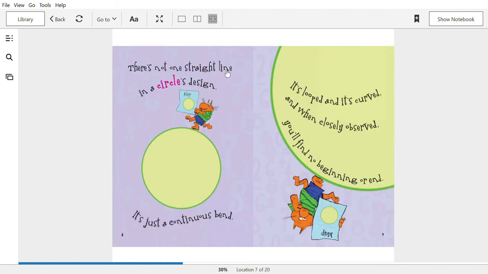There's not one straight line in a circle's design. It's just a continuous bend. It's looped and it's curved, and when closely observed, you'll find no beginning or end. Now pause the video and find something that's circled, or think of something that's circled. Then write it down and label it.